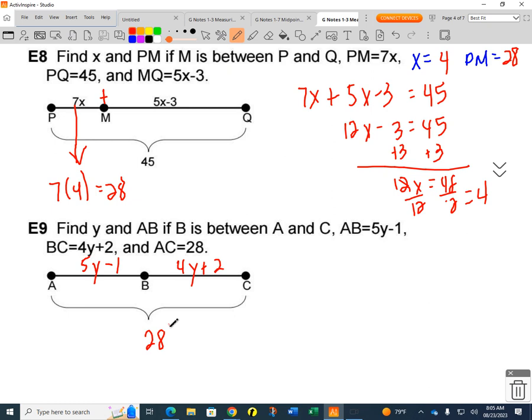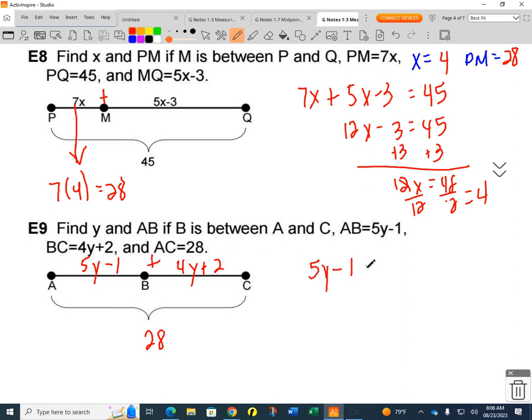Yeah, they're not all exactly like that all the time, but these two are. If I have an expression for each of these, and I know the entire length, I can add those expressions, set them equal to the length, solve for a variable, and then find a separate length. Make sense? Alright, so here now, remember this segment plus this segment equals the length of this whole AC, so I can write another equation there.